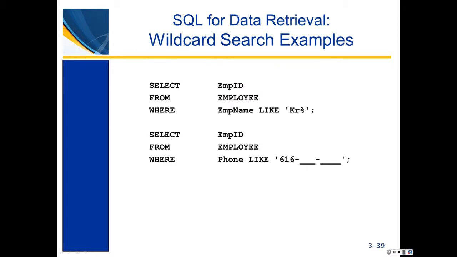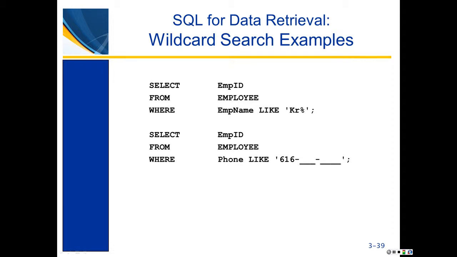If you say select employee ID from employee where employee name like 'KR%', there is a quote here, that means this is text, employee name is text. Employee name like KR means pull out all the employee names that start with the letters KR. So KR followed by any number of characters, as long as they are in the database.